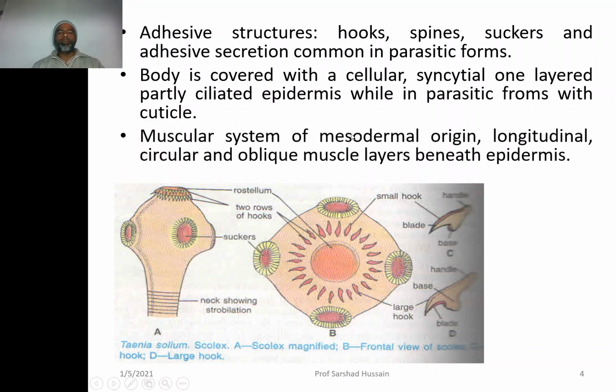Muscular system of mesodermal origin. So the mesoderm layer gives rise to muscles. Muscles are longitudinal, circular, as well as oblique muscles. They are present beneath the epidermis.